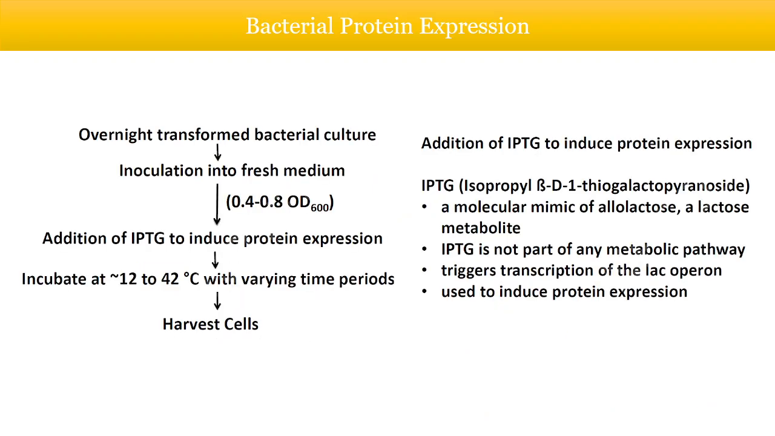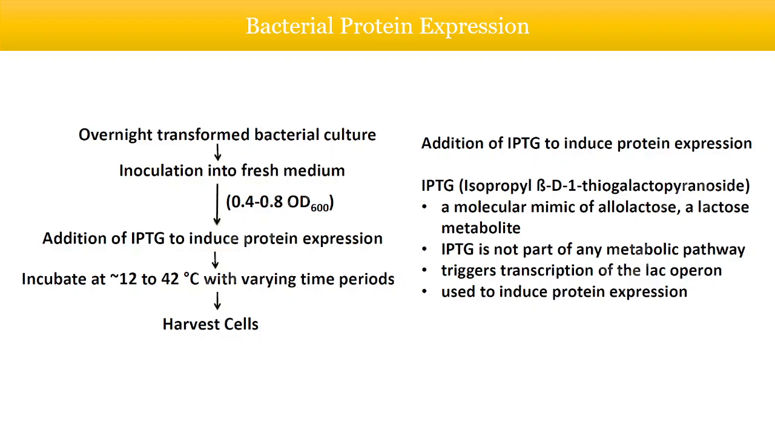So what do we do for bacterial protein expression? There is an overnight transformed bacterial culture which is inoculated freshly into LB medium. LB is a medium where bacteria love to grow. It's the food for bacteria. So when the OD reaches 0.4 to 0.8, why is this so? Because that is the time when it reaches the log phase. That's the time when the bacteria grow exponentially. So that is the best time to add IPTG.